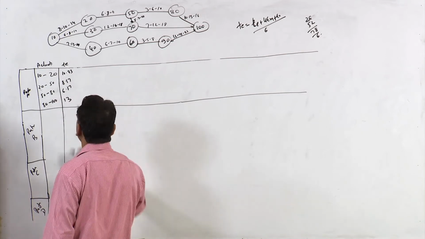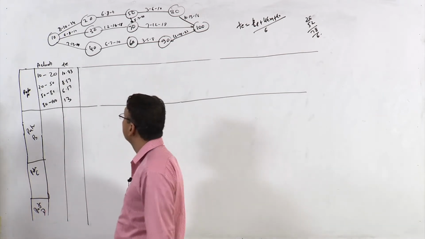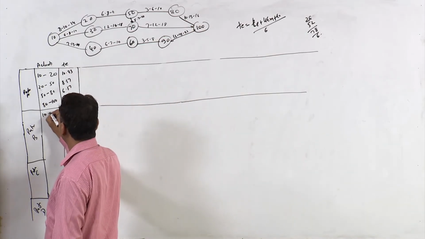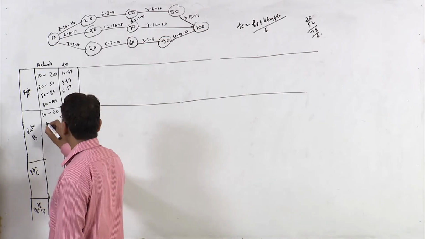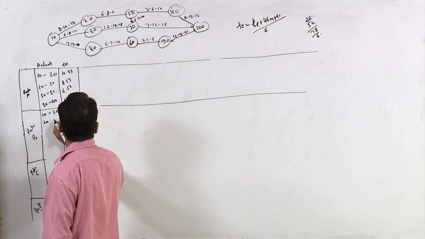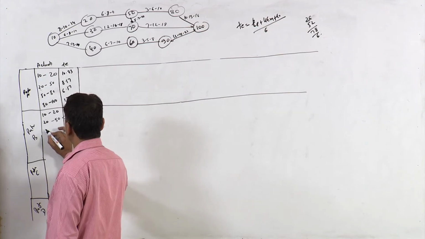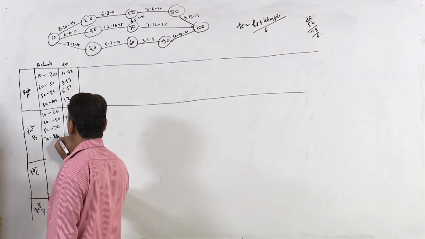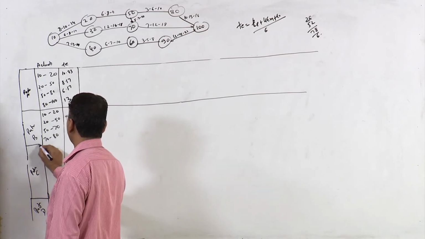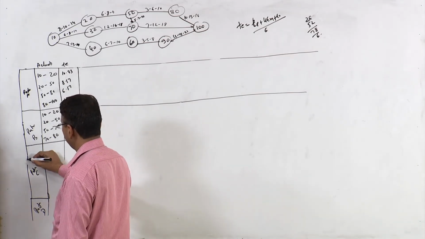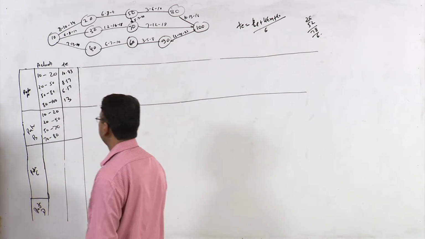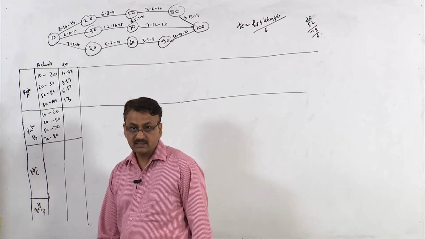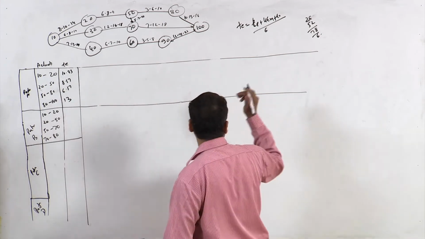Similarly, what are the activities on path B? You've got 10 to 20, then 20 to 50, 50 to 70 and 70 to 100, right. So this is path B, this is path C, right. So for path B, just calculate all these TE values using this formula, right.